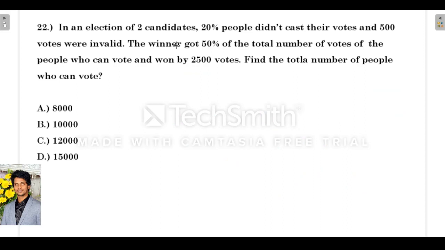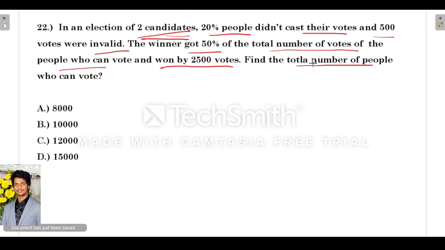In an election of two candidates, 20% did not cast their votes. 500 votes are declared invalid. The winner got 50% of the total number of votes of people who can vote, and won by 2,500 votes. Find the total number of people who can vote. So again we will go sequentially. So let us say V is the number of people in the voter list, means that is the total number of people who can vote.